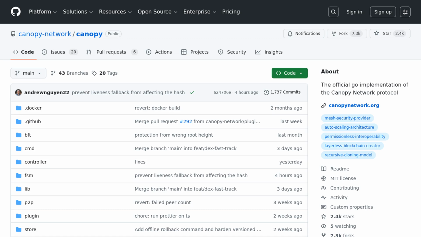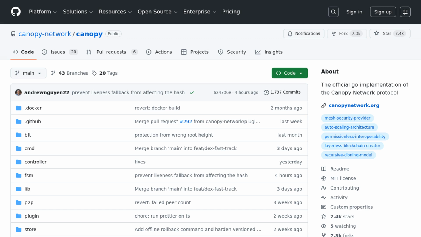What if launching a new blockchain was less like building a city from scratch and more like planting a self-propagating forest? A new project named Canopy is proposing exactly that, using a novel recursive architecture. It's an idea that has really captured developer attention on GitHub this week. So, what is this project?